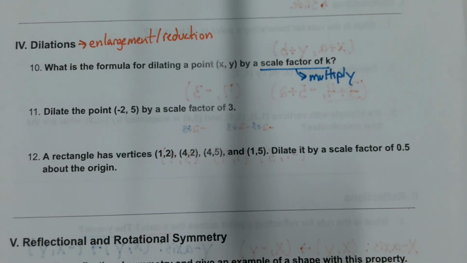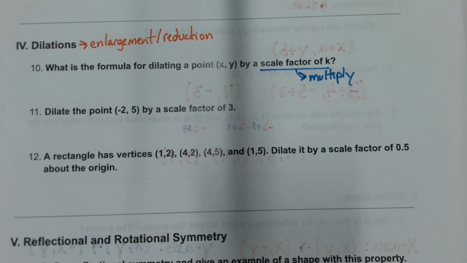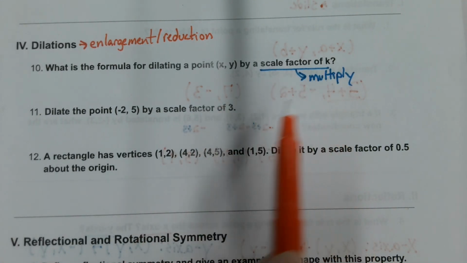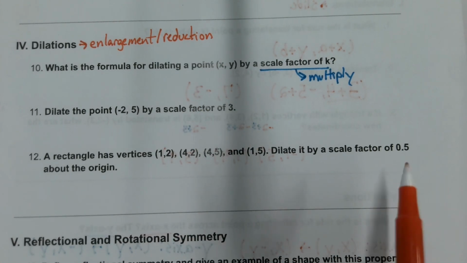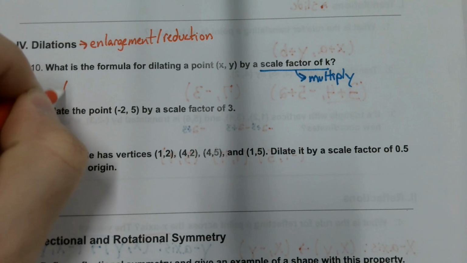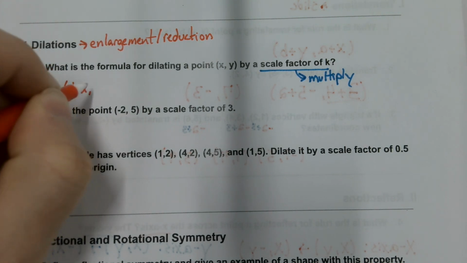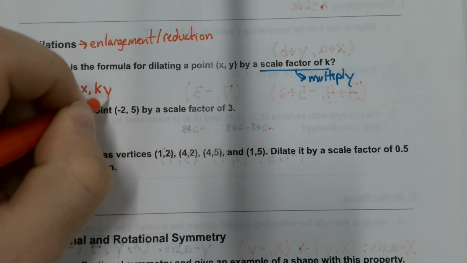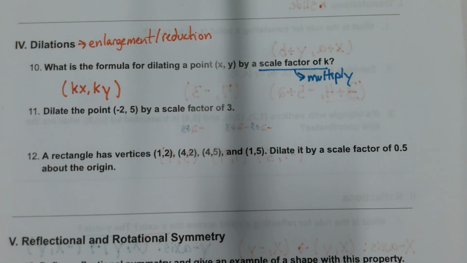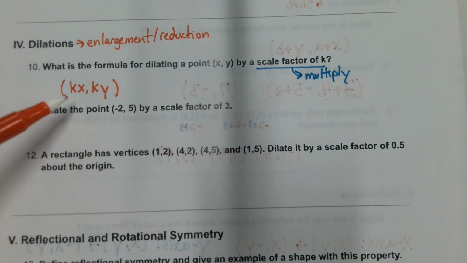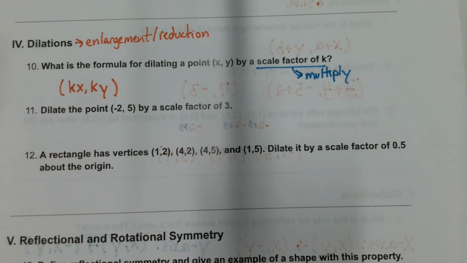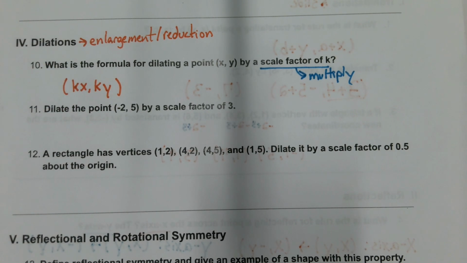So if I'm thinking of the rule, my rule is just going to be as simple as we're going to take k and multiply it by both x and y. So again, we'll get to an example of that down here. But the formula would be (kx, ky), meaning I'm going to take the scale factor and multiply it by the original x value, and I'm going to take the scale factor and multiply it by the y value.